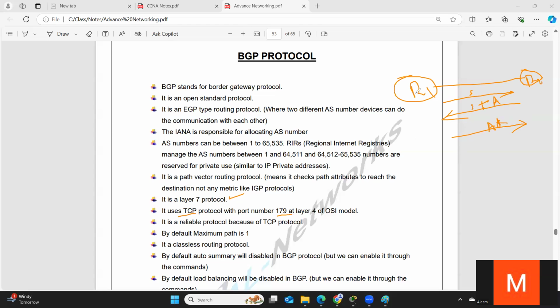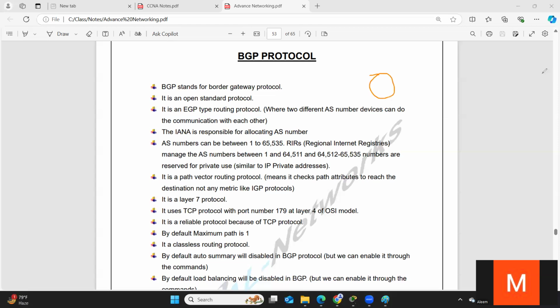Whichever packets this router originates, R2 will give the acknowledgement. That is the reason it is a TCP based routing protocol. For that it uses port number 179. The port number is required because it identifies the service. So it is a reliable protocol because of TCP. Here again, by default, the maximum path is one.